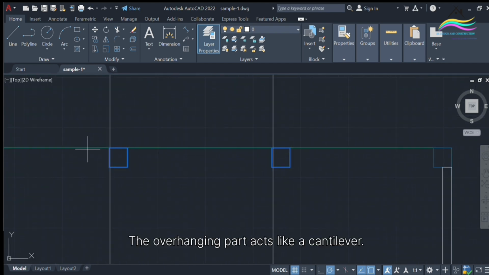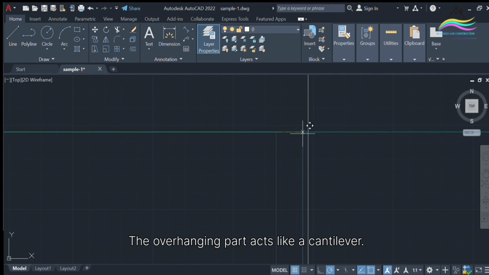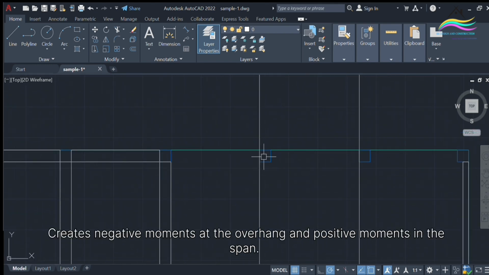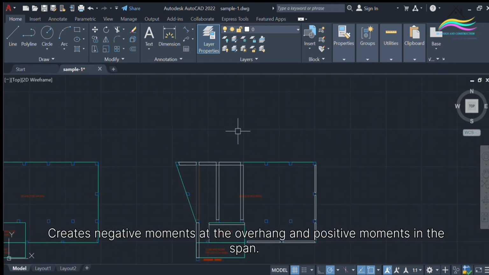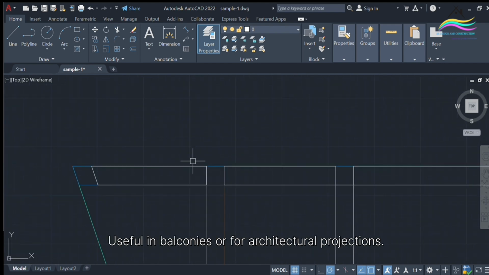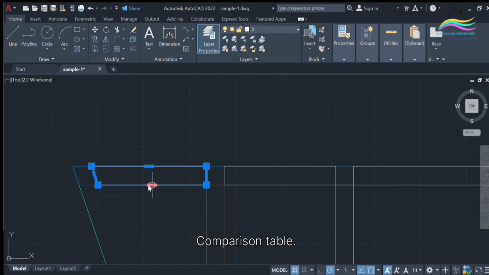Behavior: the overhanging part acts like a cantilever. It creates negative moments at the overhang and positive moments in the span. Useful in balconies or for architectural projections.